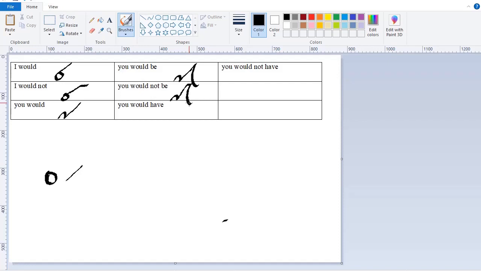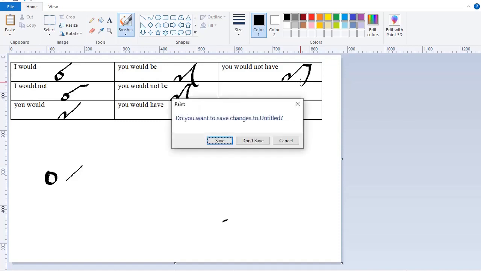So nakita ninyo yung end on, may end on. You would not be. Next, you would have. So we have you would, and then have. And then you would not have is stroked as you would not have. Okay? So, ayan. Those are your phrases for would word. Those are your would phrases. Now, let's move on to our can phrases.